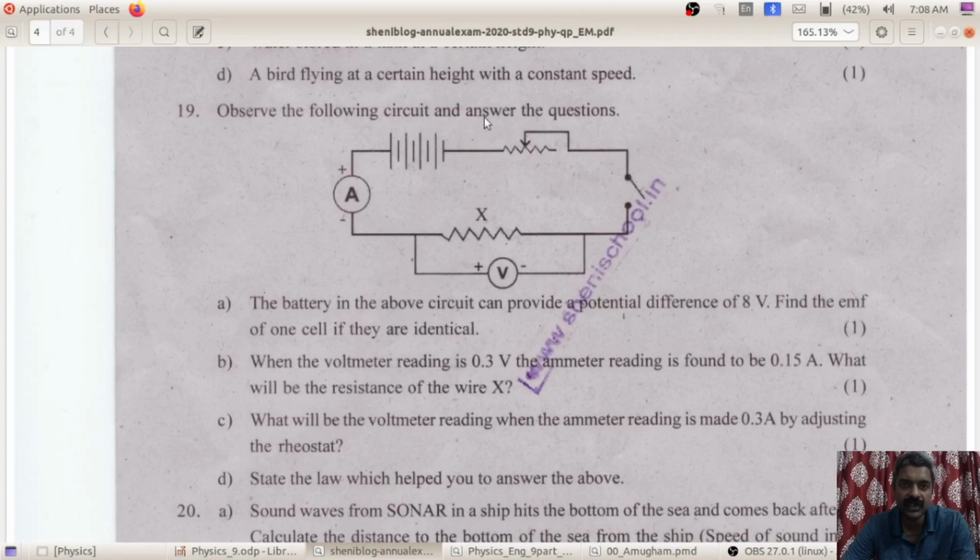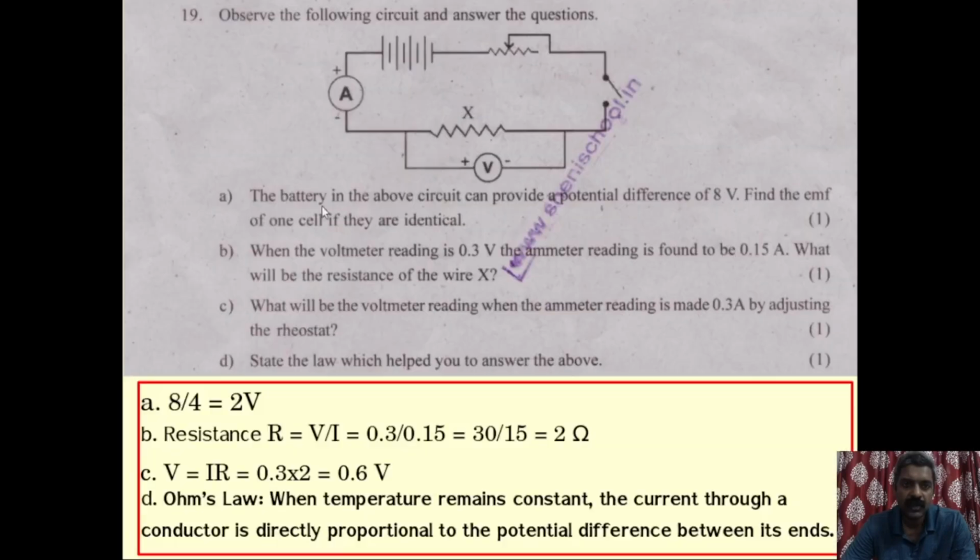Observe the following circuit and answer the questions. A battery in the above circuit can provide a potential difference of 8 volt. Find the EMF of one cell if they are identical. Here we have 4 identical batteries. The total voltage is 8 volt. So, the voltage of a single cell is 8 divided by 4, 2 volt.